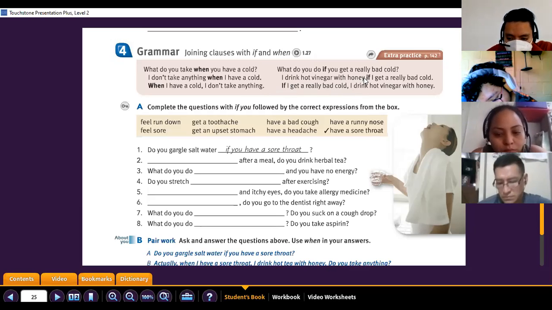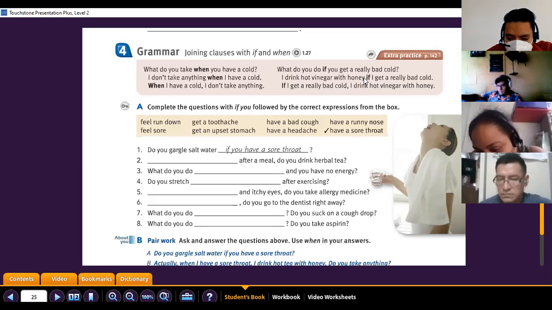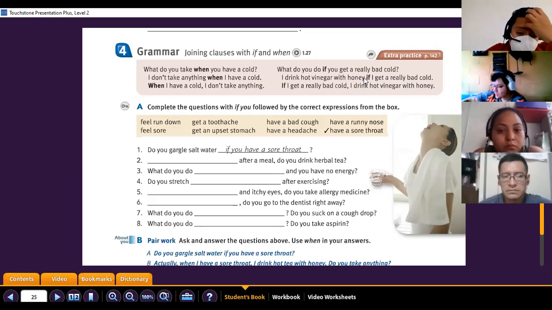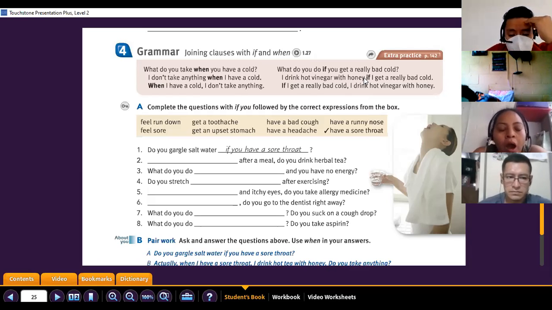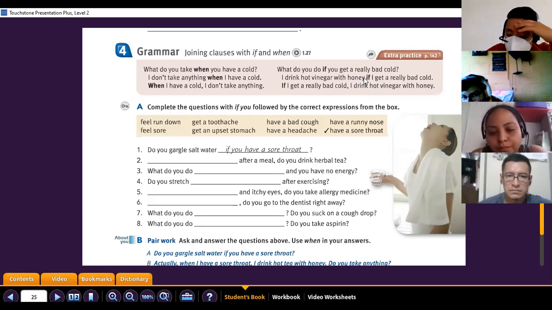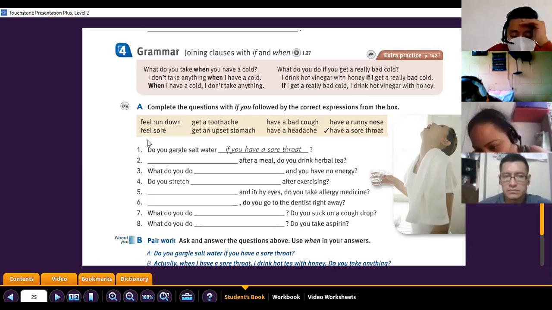La coma se pone nada más cuando ustedes comienzan con if. Ustedes pueden poner las oraciones en la posición que quieran y el significado es el mismo. Es como en español: si tengo gripe, tomo pastillas, o tomo pastillas si tengo gripe. The meaning is the same. The position is the only difference and the comma. If you start with if, you need a comma. If you start with when, you have a comma. Always, always, always.